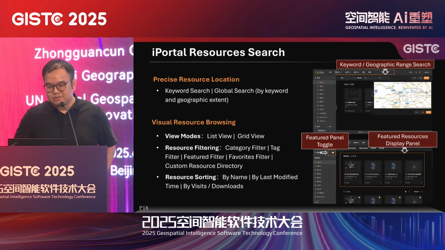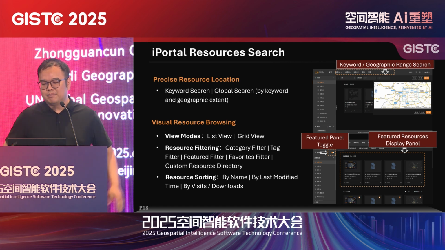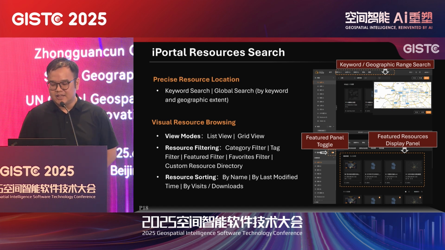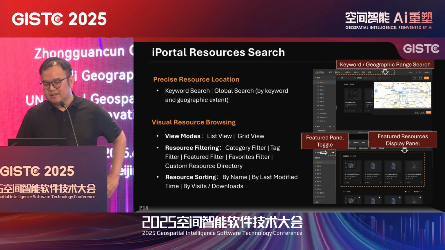Once we have the resource services and data in the platform, we provide many ways to manage them, organize them, and search them. We can search them by keywords, by specified geographical regions, and also filter the items by different criteria. We can tag the resources, categorize the items, or set a bookmark. They can be filtered by these customized attributes.